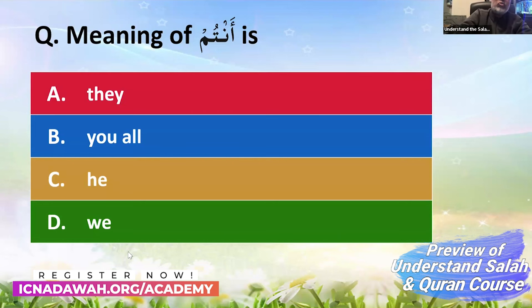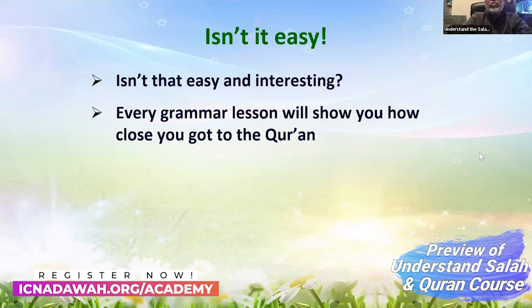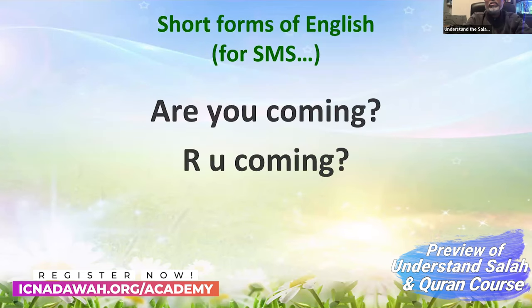Antum is plural, you all. And nahnu, we. Antum, nahnu. The last two sets. All right. I think then I will just go to one interesting part, which is, I would say, isn't it easy?